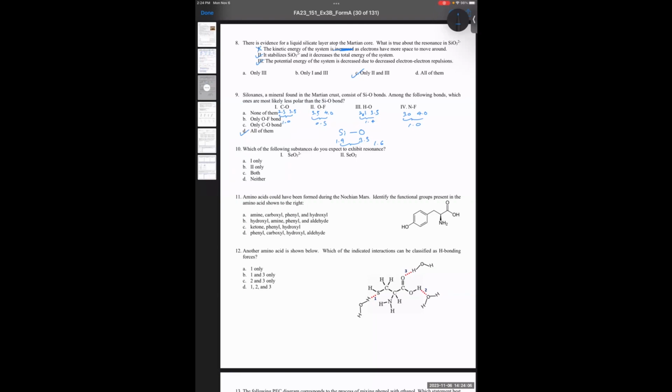All right, which of the following substances do you expect to exhibit resonance? Okay, so for this you need to draw the Lewis structures. If you look at SeO3, Se brings 6 electrons, oxygen brings six as well, but you have 3 of them. 3 times 6 is 18, and then the -2 charge gives us 2 electrons. Should be 26 electrons, meaning 13 electron pairs.